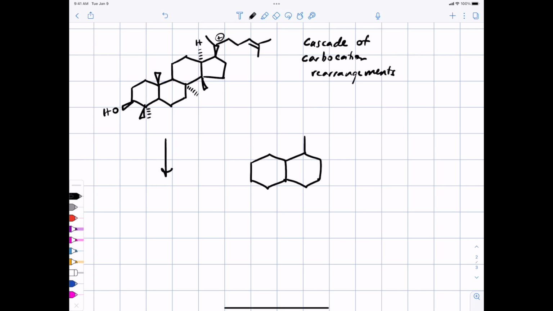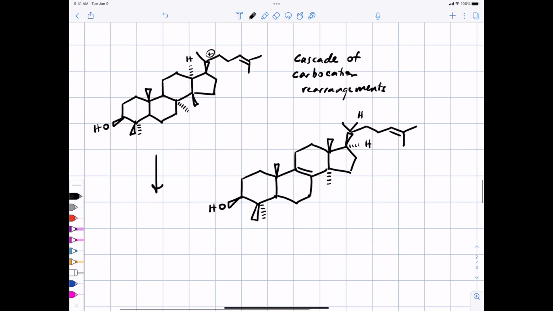However, this basic pattern of three 6-membered rings attached to a 5-membered ring is characteristic of a lot of different biological molecules that have diverse roles, including the steroid hormones, including cholesterol, including bile salts. Even vitamin D actually comes from this molecule as a precursor.